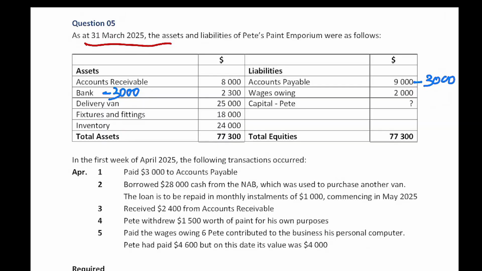Then, second one: borrow 28k from NAB. Which we discussed. What happens? What is the net impact? Zero. Not zero? Net impact is zero, no? What is the net impact?